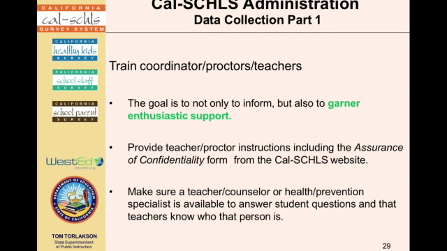Also, you're going to want to provide the teacher and proctor instructions, including the assurance of confidentiality form, and that's on the Cal Schools website. And then make sure a teacher or counselor or some health prevention specialist that you may have on campus is available to answer student questions, and that teachers know who that person is.